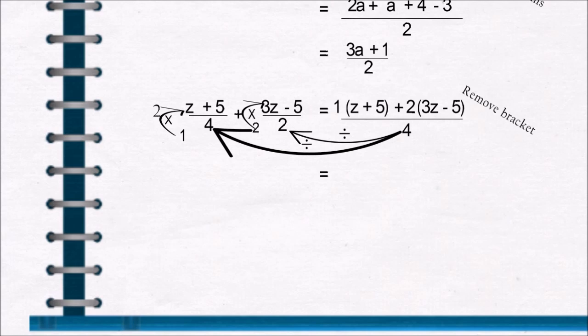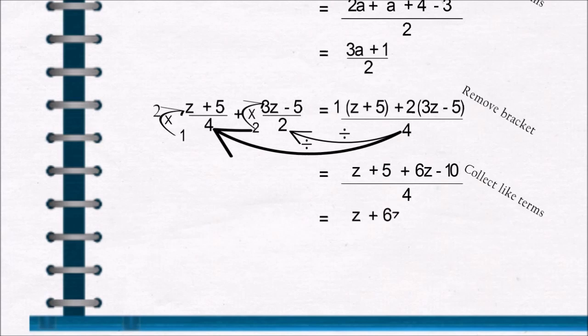So when we're removing brackets, 1 multiplied by z, we have z. 1 multiplied by 5, we have plus 5. Then 2 multiplied by 3z, we have plus 6z. And 2 multiplied by 5, we have minus 10, all over 4. Alright, so in this case, we collect all the terms in z together. So we simply collect like terms, and we have z plus 6z plus 5 minus 10 all over 4.